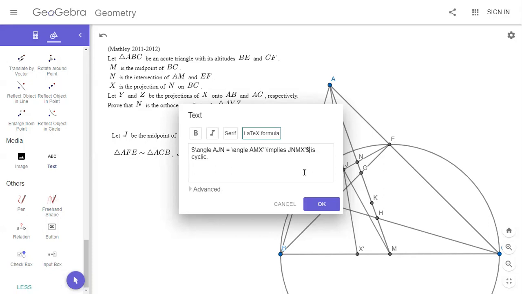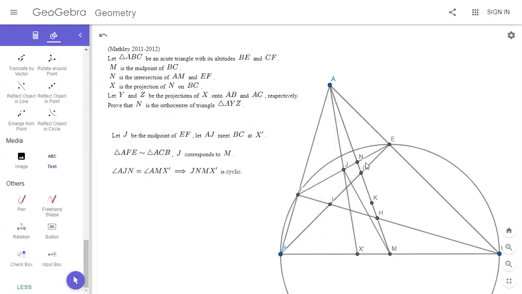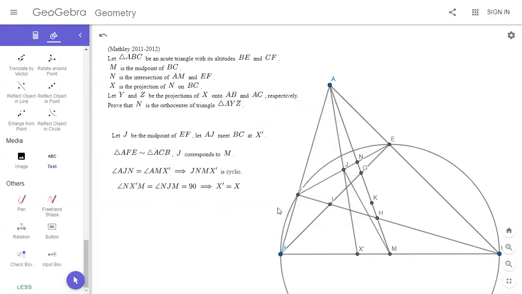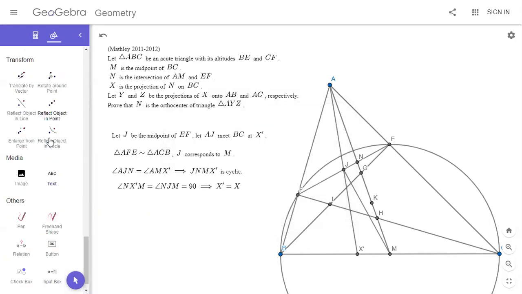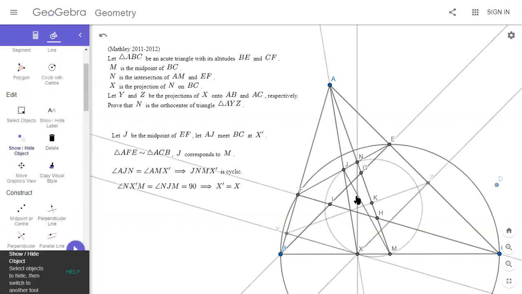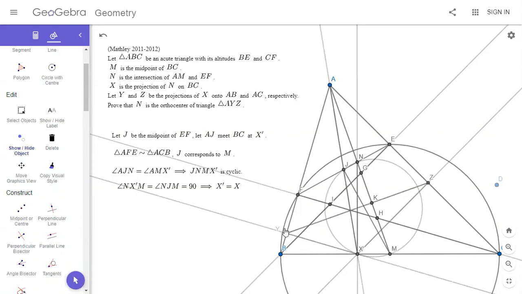And that means that angle NX prime M equals angle NJM equals 90. And so that means that X prime equals X. Okay. So now we can draw in some of the rest of the figure. Okay. So X prime equals X.